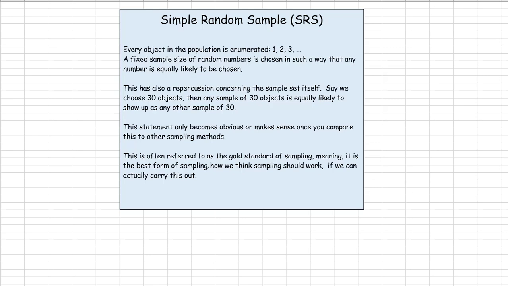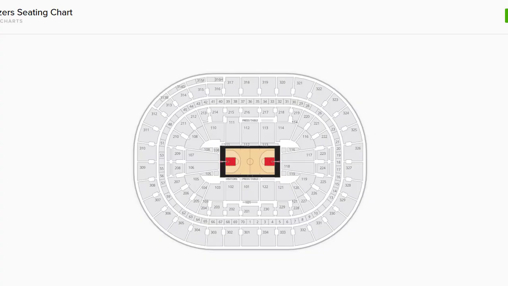This is often referred to as the gold standard of sampling, meaning it is the best form of sampling, how we think sampling should work, if we can actually carry this out. So let's remind ourselves of the situation. Here we have Moda Center, or the Rose Garden, where the Trailblazers play. And I want to know what the average cost of a seat is here.